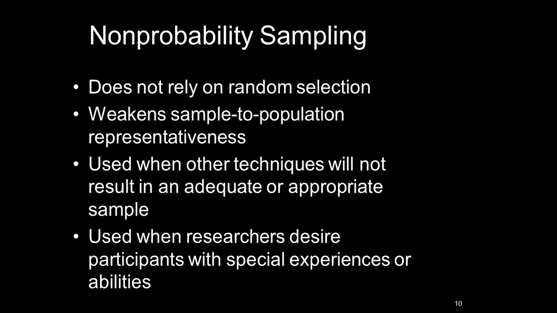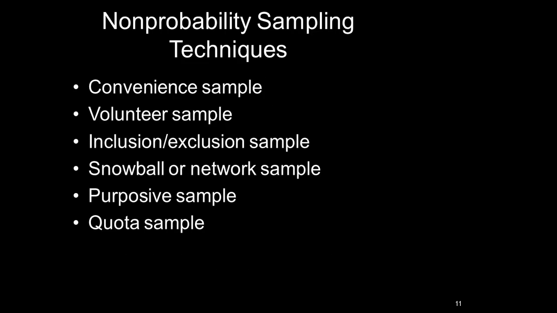So since it doesn't rely on that random selection, we lose that representativeness, and we're not sure that our techniques are as good. Hence the reason we try to use other techniques when at all possible. And so this is also often used when the researcher desires a specific type of participants that have had some specific experience or abilities relevant to the study. So something hyper-specific might be interesting.